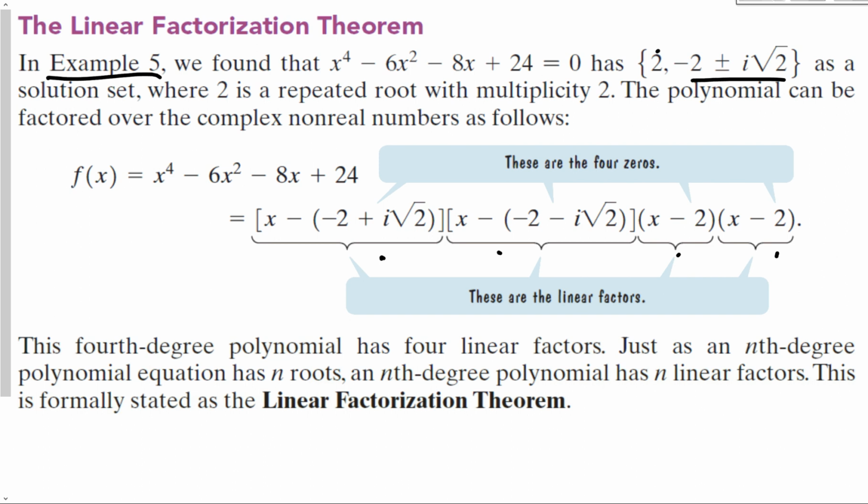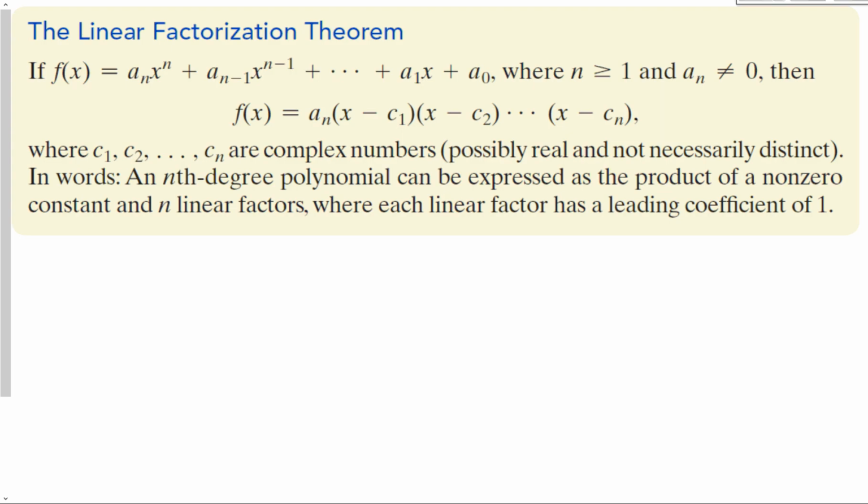This fourth degree polynomial has 4 linear factors, just as an nth degree polynomial has n roots. An nth degree polynomial has n linear factors. This is formally stated as the linear factorization theorem. So here's the formal definition for the linear factorization theorem. It says that we can break a polynomial function into a bunch of linear factors multiplied by each other and possibly a coefficient in the front.